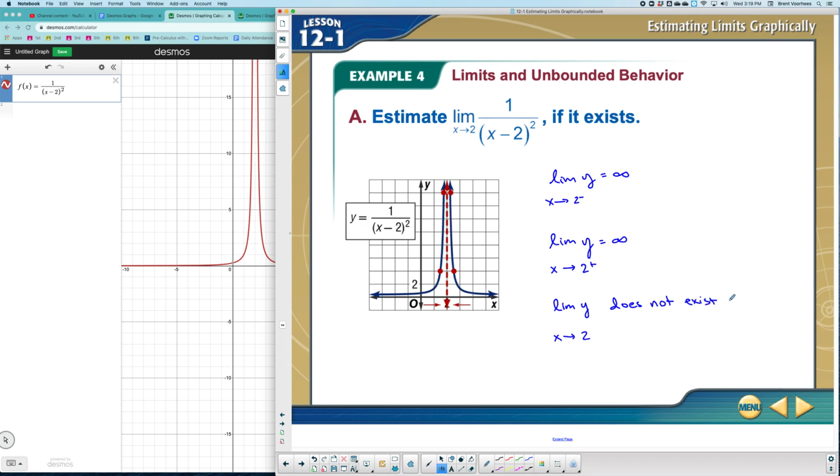Why, you might ask? The reason it doesn't is because the graph itself increases without bound on both sides of the x value, the domain value. If it just increased without bound on one side, it still would not exist. It's just the fact that it increased on both sides without bound, meaning it's going to infinity on both sides, just doubles over that it does not exist. Okay, so this limit would not exist.